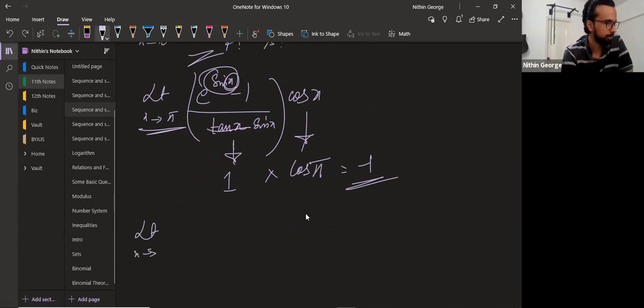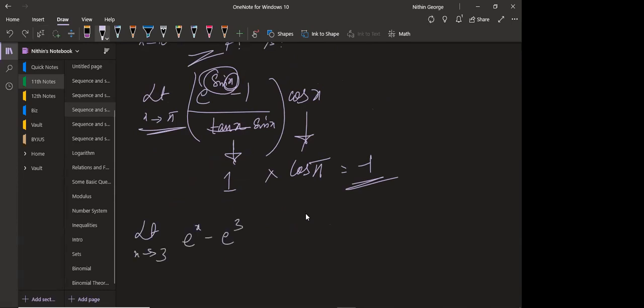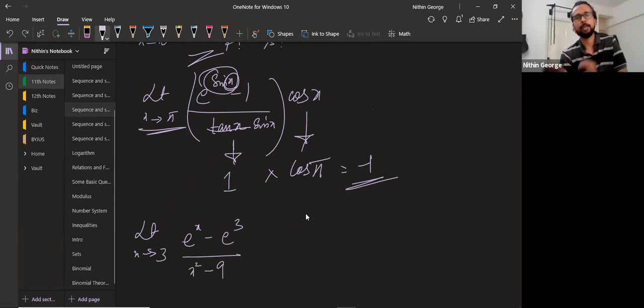Okay. So this limit x tends to 3 of e power x minus e cube divided by x square minus 9. Okay, guys, quickly, come on.